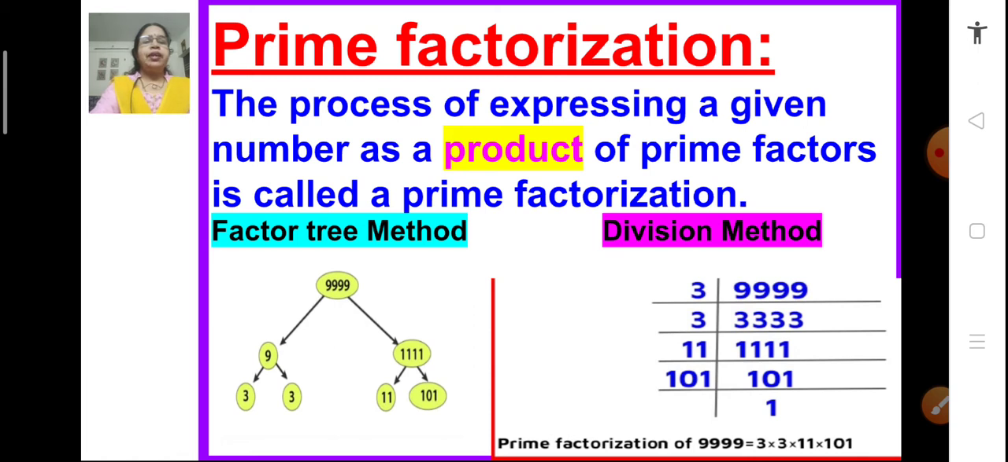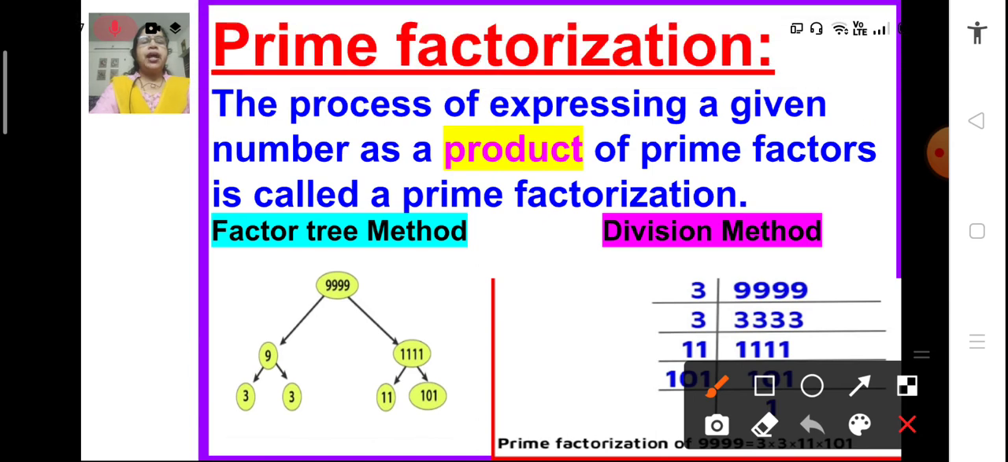For example, we have here 9999, which, using the factor tree method, can be written as 9 into 1111. 9 can be expressed as the product of its factors 3 and 3, and 1111 can be expressed as the product of two prime numbers 11 and 101. So, what is the prime factorization of 9999? It is 3 into 3 into 11 into 101.